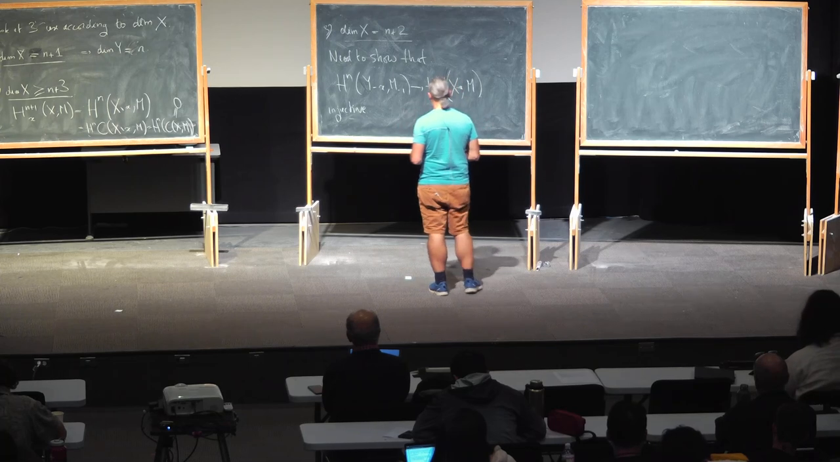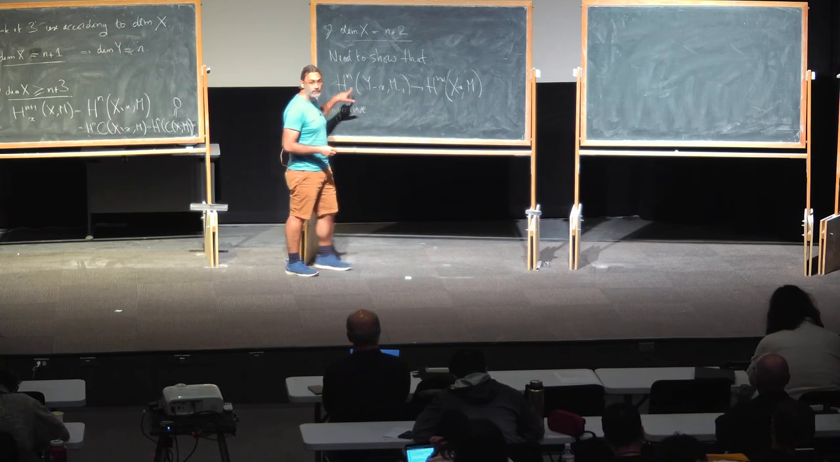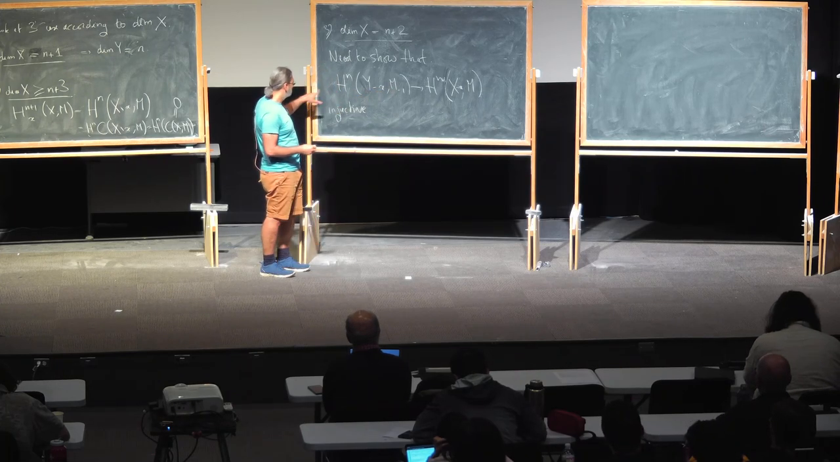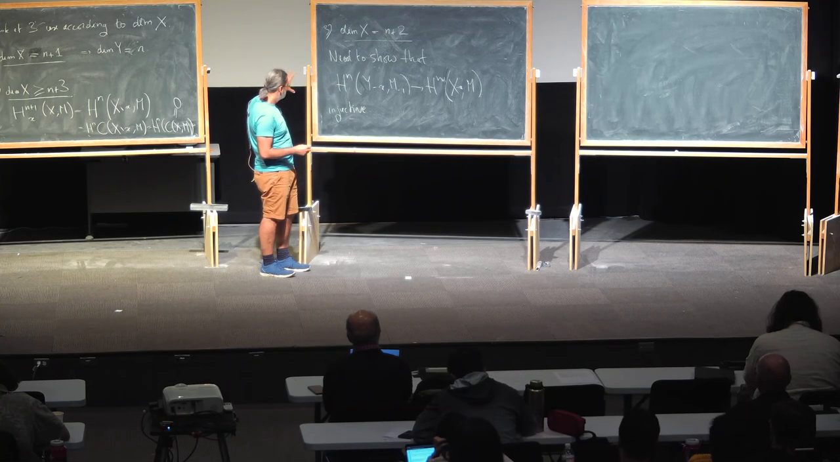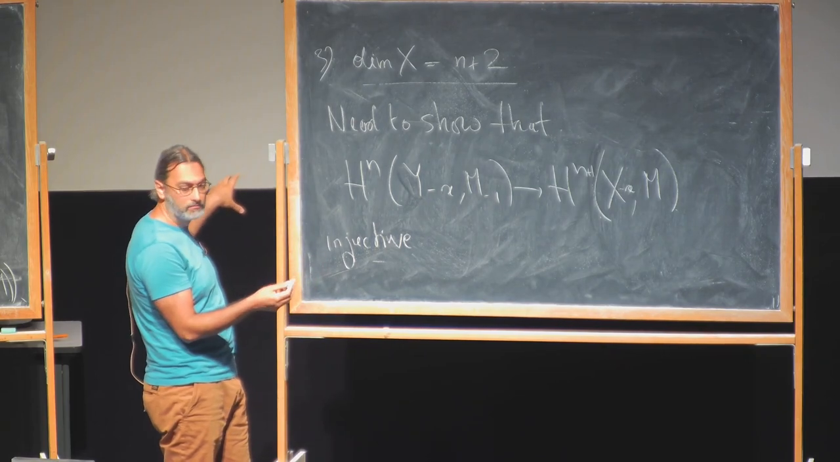Okay. So the idea is that this is like a Gysin morphism, right? And to show that this is injective, it will be enough to show that the term coming here is zero, but the term here will be the cohomology of the complement, which is x minus y. That's basically the idea.